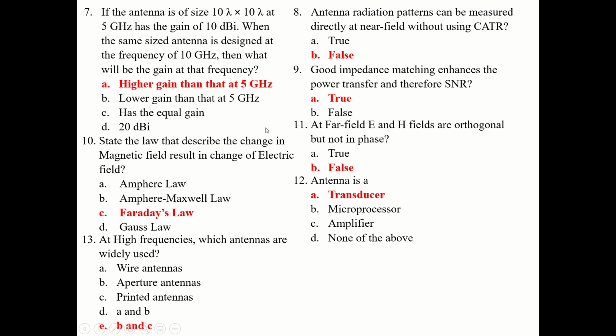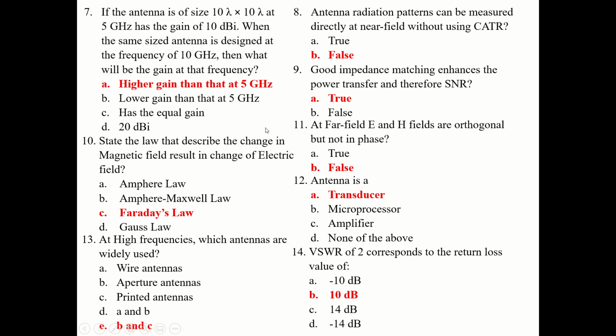Next: VSWR 2 corresponds to a return loss value of about 10 dB. Here, return loss you should say as only 10 dB, not minus 10 dB, because you are already saying loss. If you say minus 10 dB, it would become gain. So the sign is very important. It is 10 dB only.